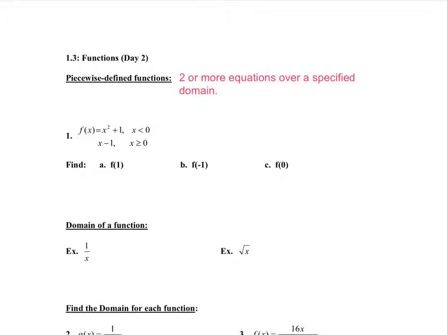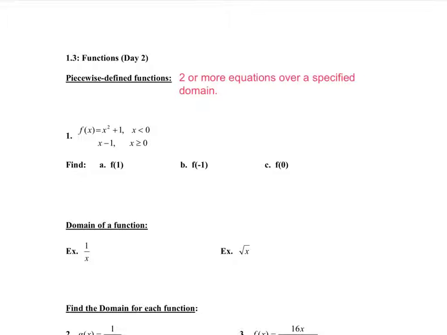Okay, on this second part for 1.3, we're going to take a look at what is called piecewise defined functions. What's in red here, make sure you take this down. This is where you have a function that is made up of two or more equations, but each of the equations are over a specified domain. So there's a restricted domain for each of these equations.